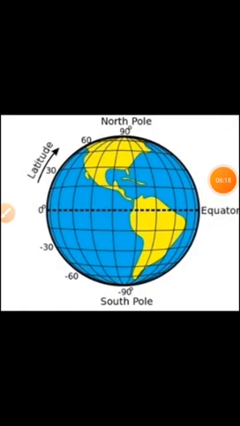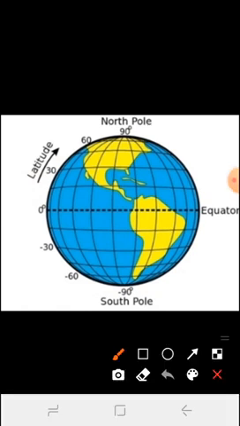Each latitude is given a number. The equator is numbered as 0 degree. And the numbers of other latitudes go from 1 to 90 degree, and that is in each hemisphere: from 1 to 90 degree in the northern hemisphere, and also in the southern hemisphere.